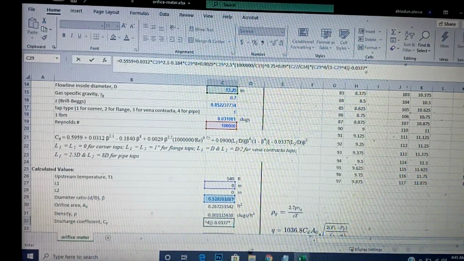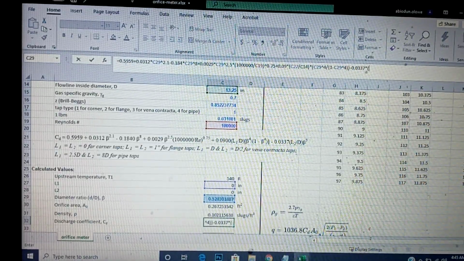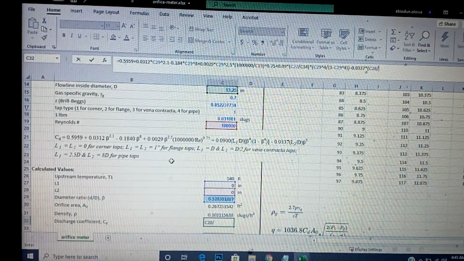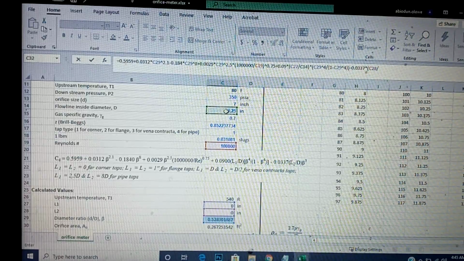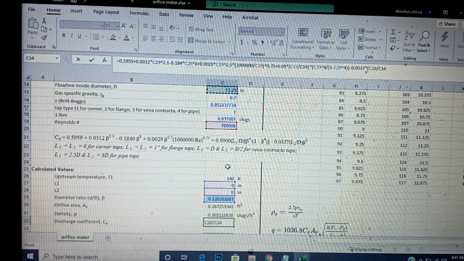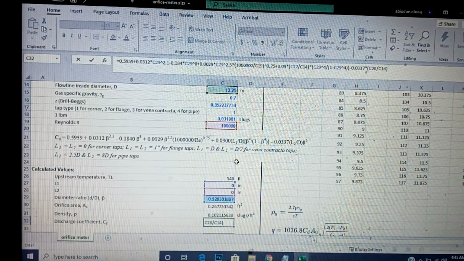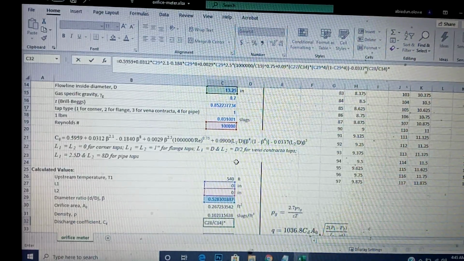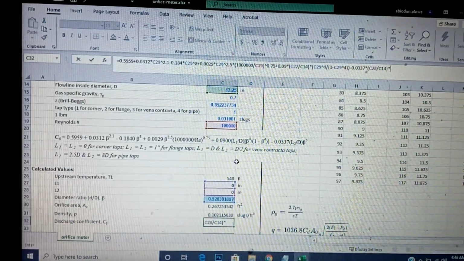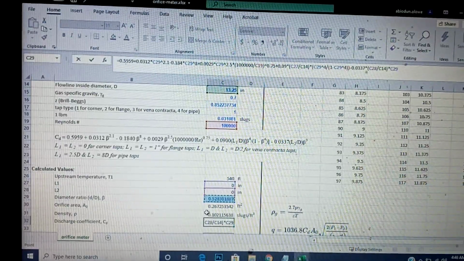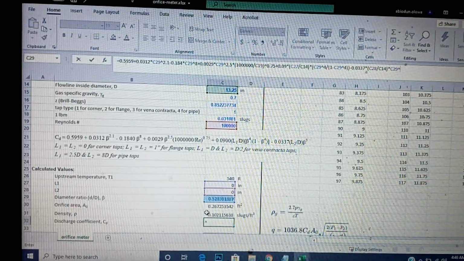Multiply by, I open a bracket, L2, I'm going to click on L2 there, C28 slash D, okay, I close the bracket, then multiply by beta cube. I click on beta again, diameter ratio raised to power shift 6 3.